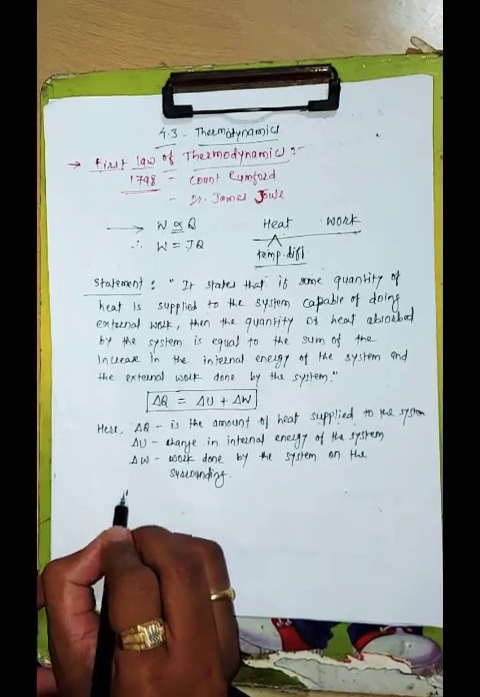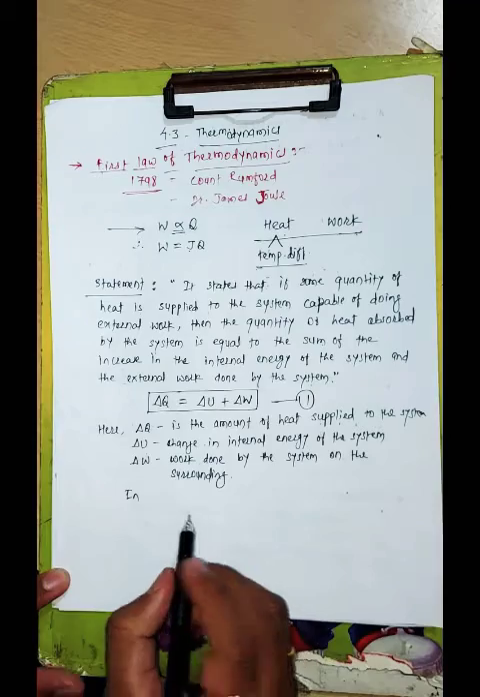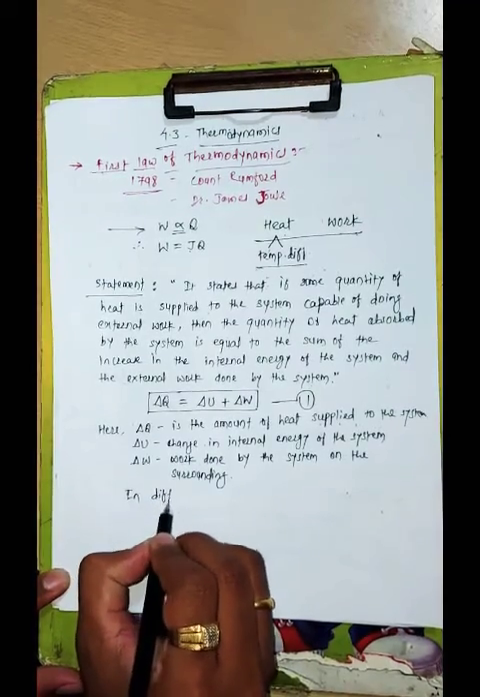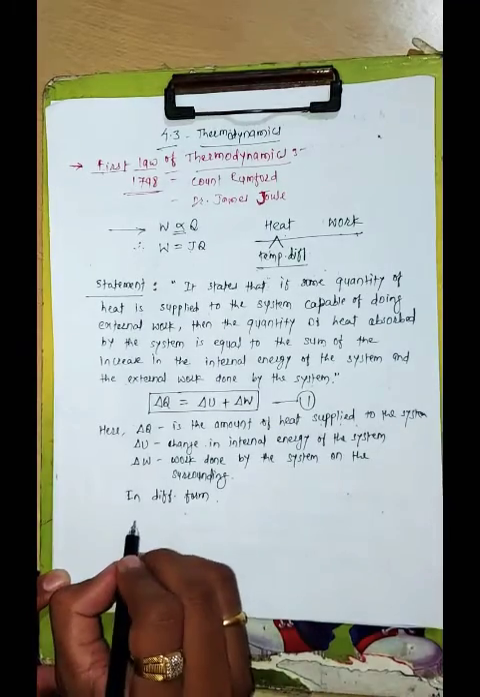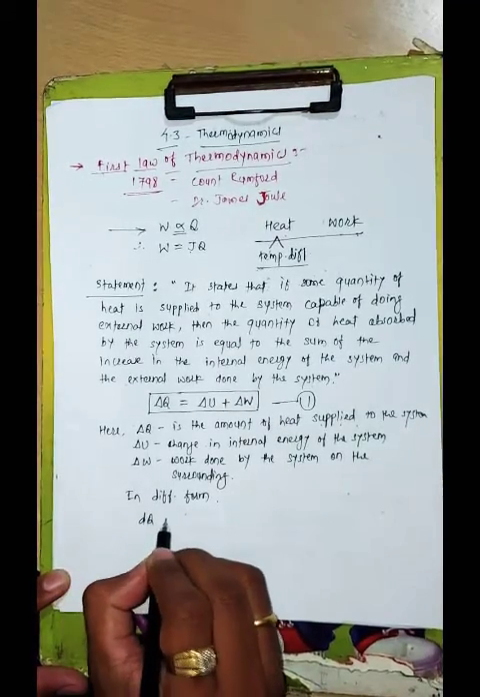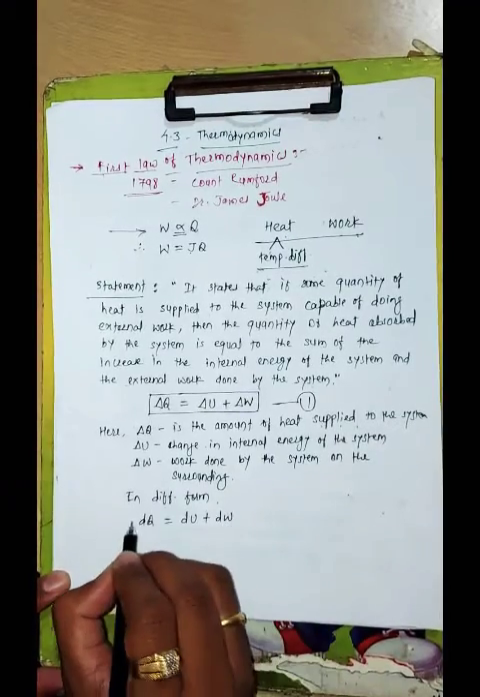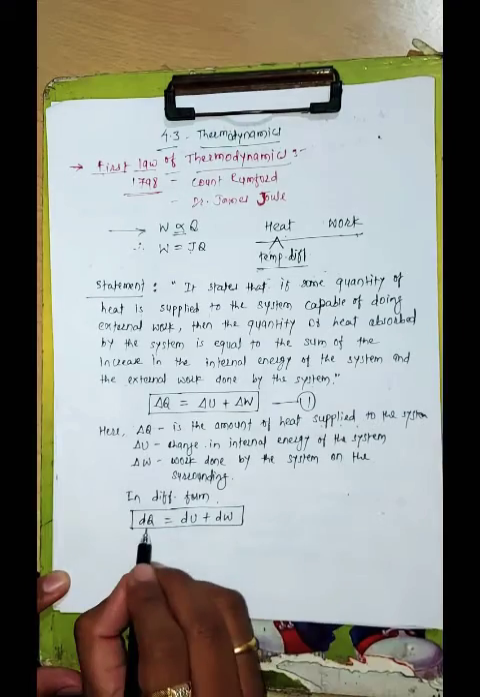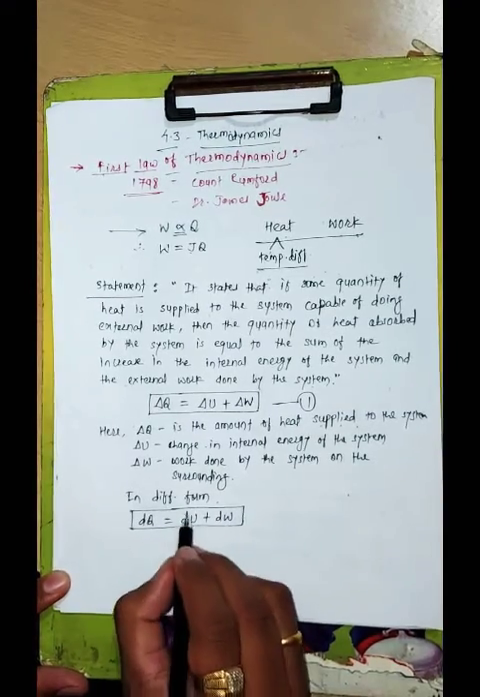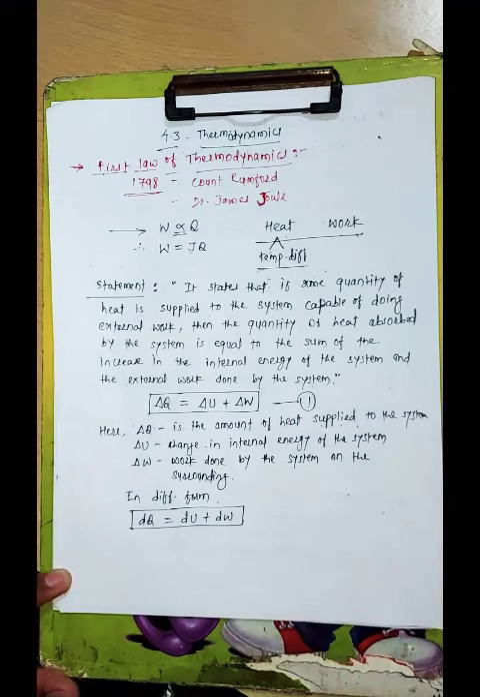Suppose we write that equation as equation number 1, that is delta Q equals delta U plus delta W. This equation can be written in differential form, which will be dQ equals dU plus dW. So the amount of heat supplied should be equal to the sum of the change in internal energy of the system and the amount of work done by the system.